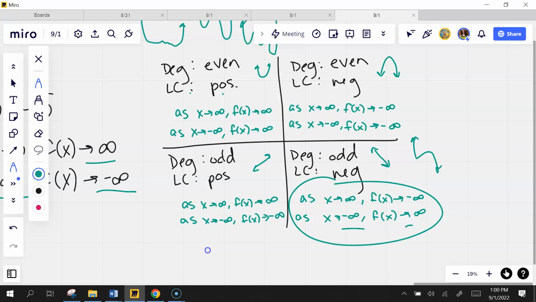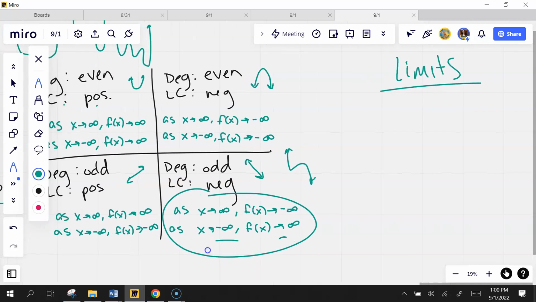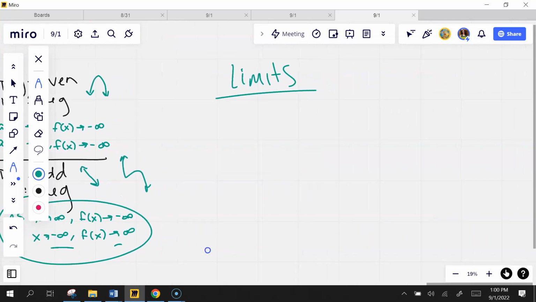Instead of writing our end behaviors this way, I'm going to change it up on you just a little bit. We're going to use limits to write our end behavior. It's okay. It's actually a little bit easier to write.